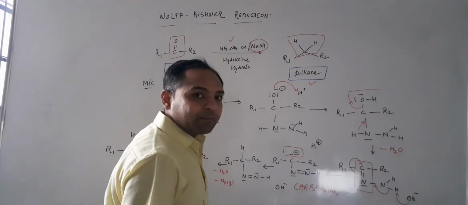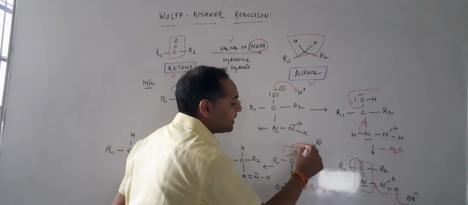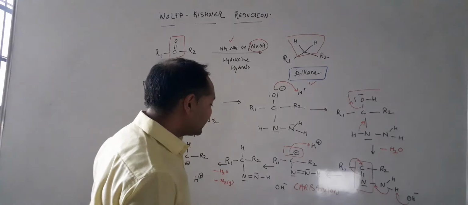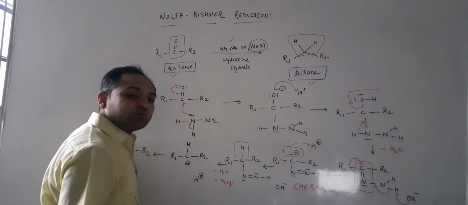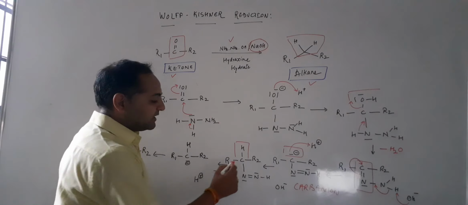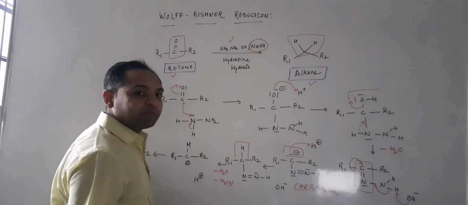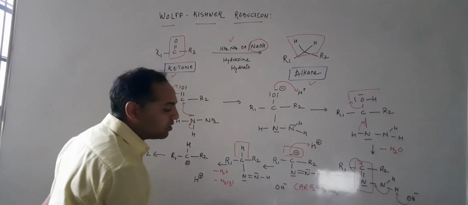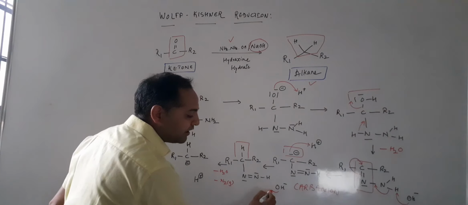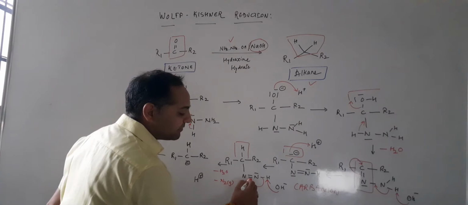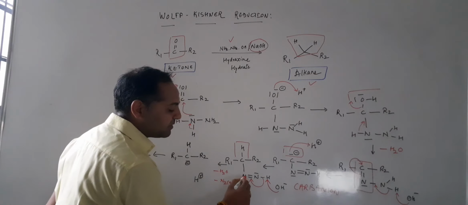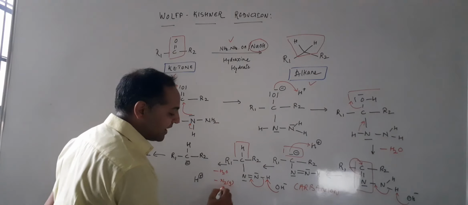Then what happened? This generated carbanion accepts the proton from the reaction medium and forms a CH bond. So in this way one CH bond is introduced by reduction of the C double bond O. Again the OH minus hydroxyl base accepts the proton, electron shifted here. So here there will be a formation or release of N2 gas.